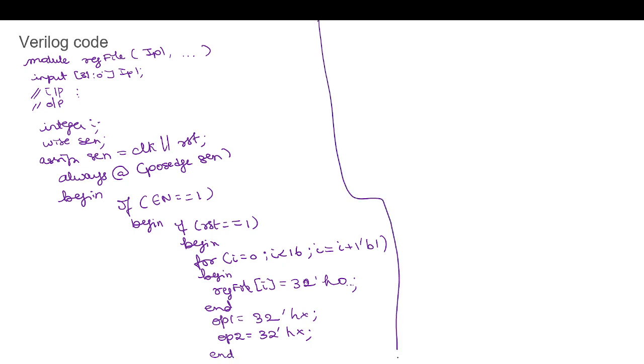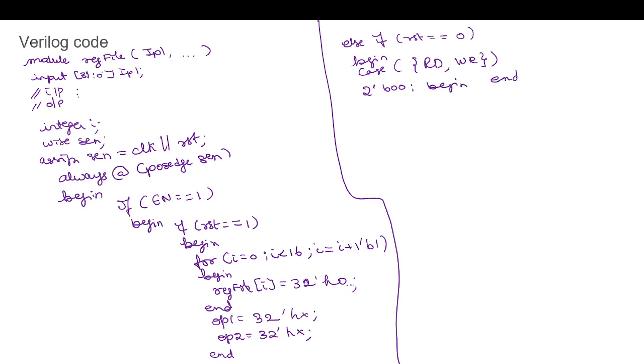Then, if it is not the reset, so if RST is not equal to 0, then it is not the reset. So begin. Now we have to check between read and write operation. So take 2'b00, begin.